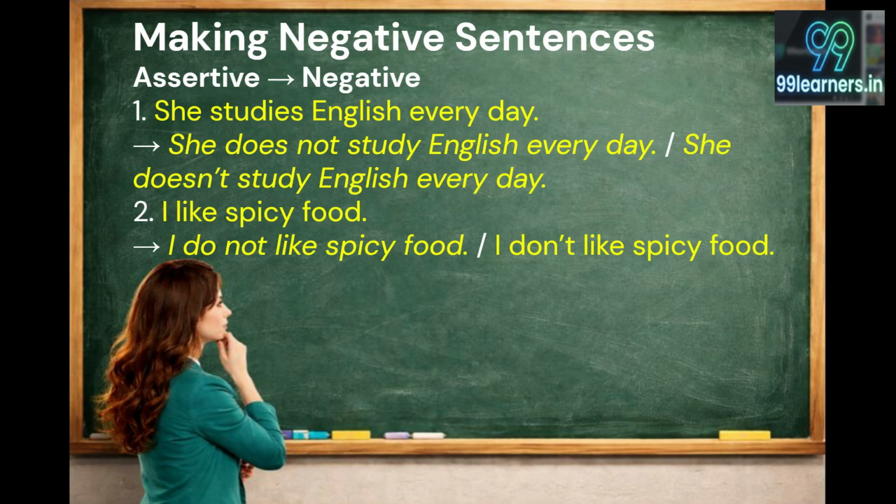Making negative sentences for all 4 kinds. Now let's learn how to make negative sentences for each kind. This is very useful. Assertive to negative. Rule: use not with the auxiliary verb. If there's no auxiliary, add do, does, or did.